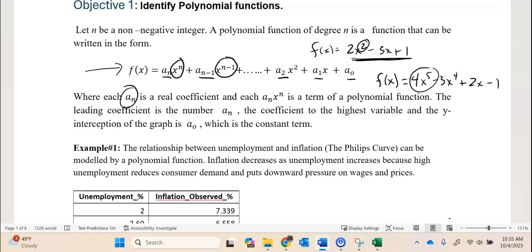So basically it's written in this form, and I should add to that: n has to be an integer that is non-negative. So these values here, the exponents, would have to be what we call whole numbers.